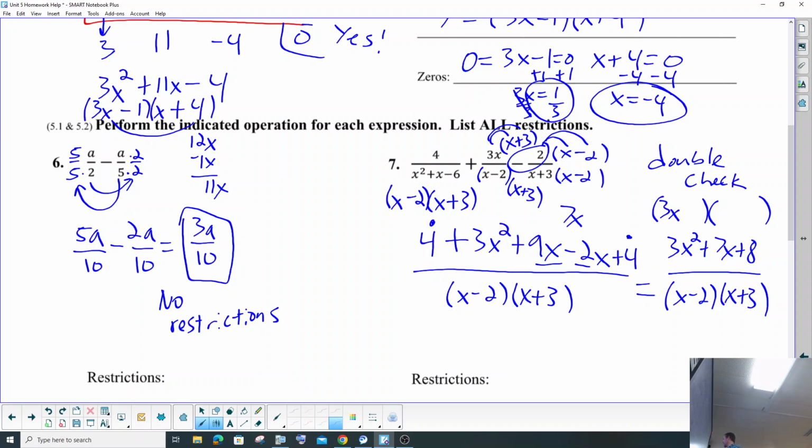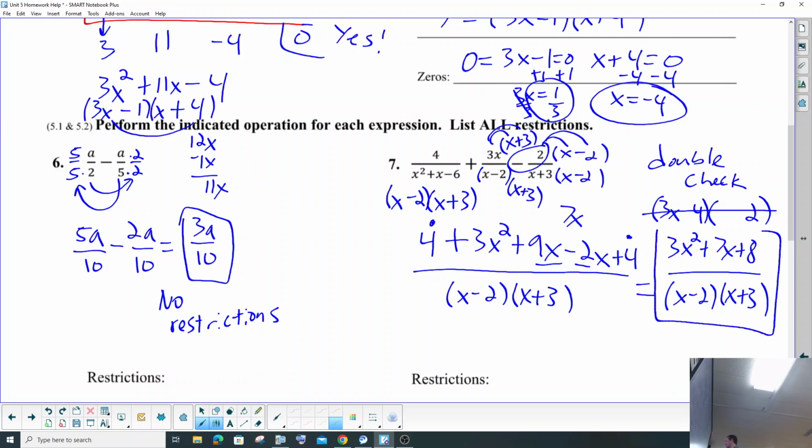So 3x, it's positive and positive. I think that's just going to be too big. 8 and 4 is 24, maybe 2 and 4. So that's still going to be a 6x and a 4x is a 10x. So it's not going to factor more, so we're good.